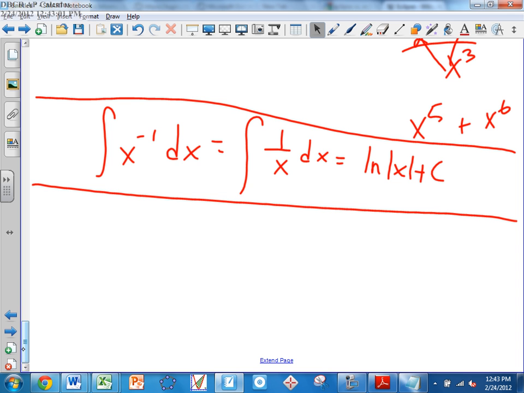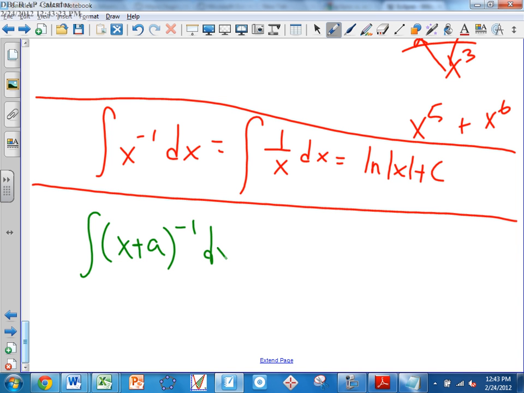Let's see. The next one is not really that important because it's the same answer, but the ones that are really important start to show up a little further down. So the second one is if we have the integral of x plus a to the negative 1. Now, here's the key I want you to notice.